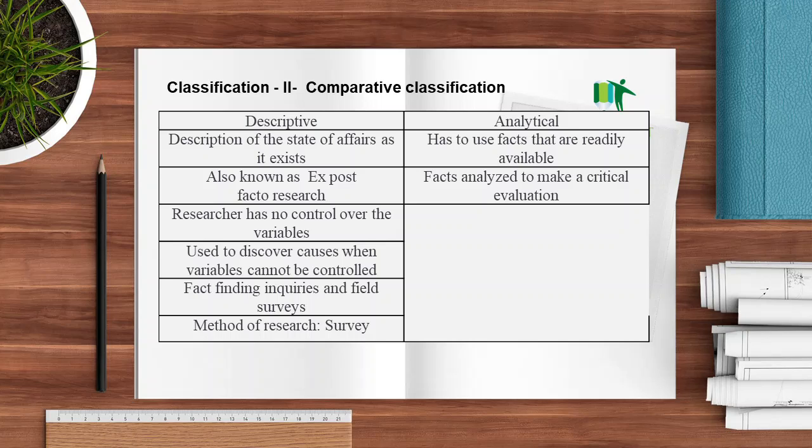So, fact finding and field surveys. As I said earlier, descriptive is based on current variables. It always checks with the surveys. When we are going for an entry or we are going to have a product, we'll always have a survey of the product.